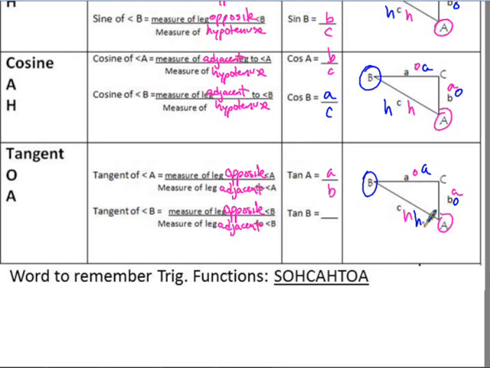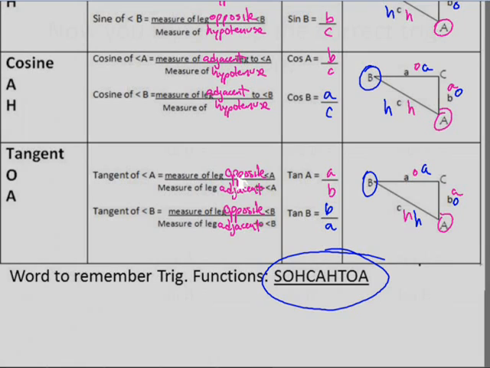It's still just opposite over adjacent, so it's B over A. So those are the trig ratios that you have to know. Again, we use this word right here, SOHCAHTOA, to remember it. My suggestion would be every new page, everything we do today in the practice, to just continually write SOHCAHTOA over and over and over and over. And by the time we get done with class today, you'll have memorized it.